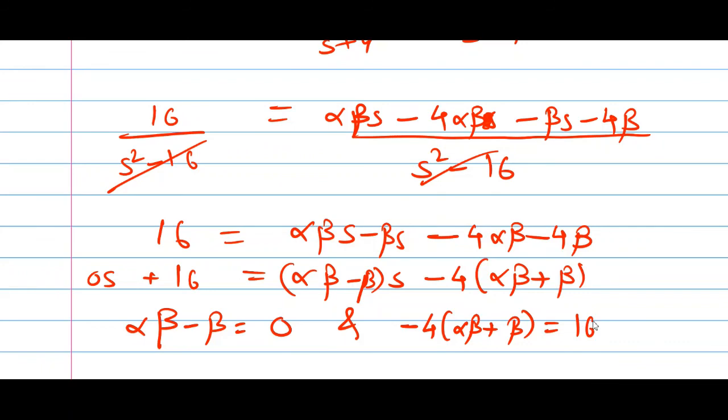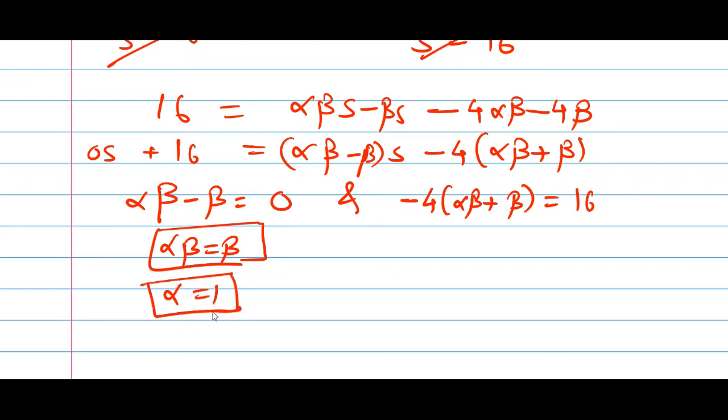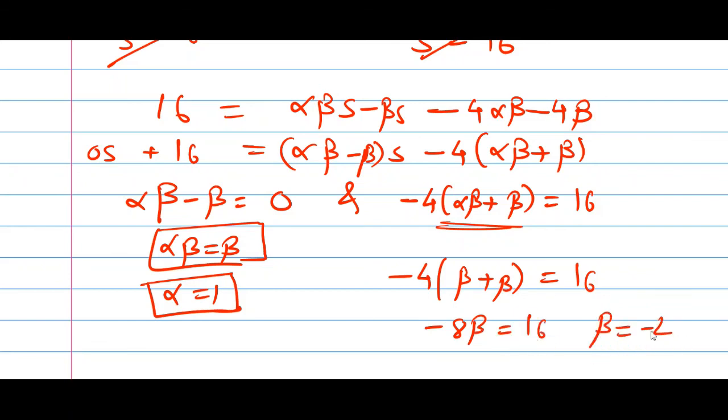Two equations, two unknowns, you can get it solved. From equation 1, alpha beta equal to beta, so this is equation number 1. Or you can say that beta cancels, alpha equal to 1. So substitute alpha equal to 1 in equation number 2 to get the value of beta. So minus 4 beta minus 4 beta, that is minus 8 beta equal to 16, beta equal to minus 2. It is a numerical answer type. So the answer for beta is minus 2. Okay, thank you.